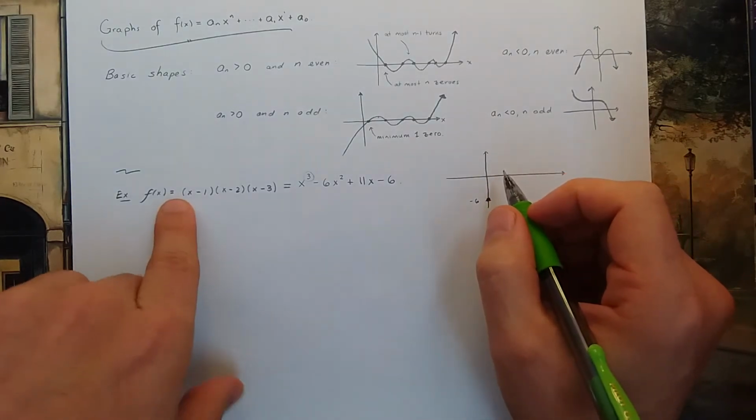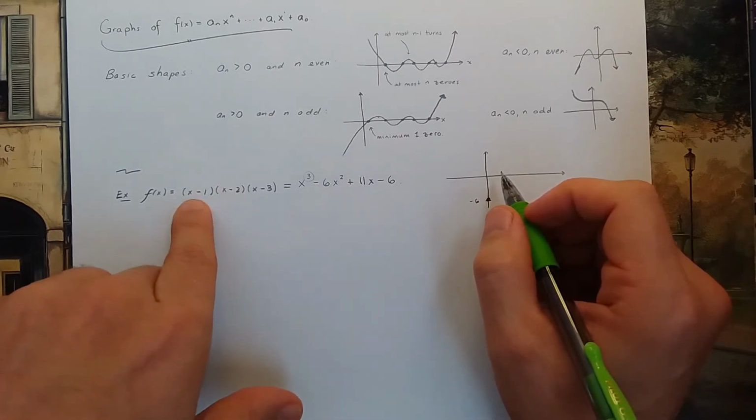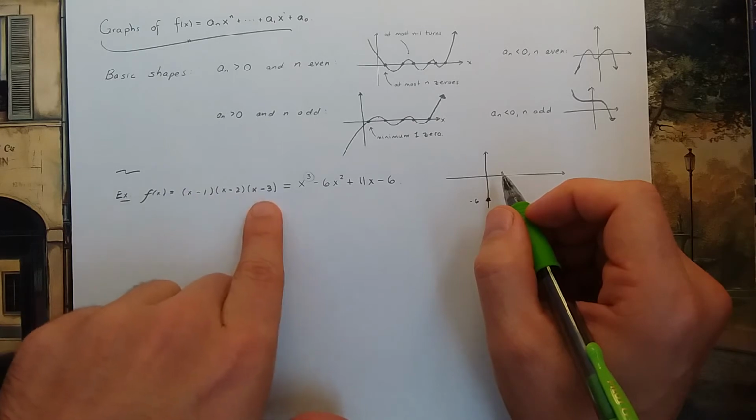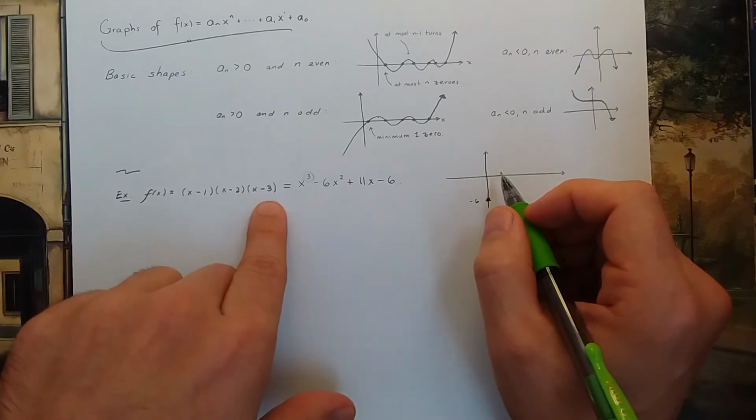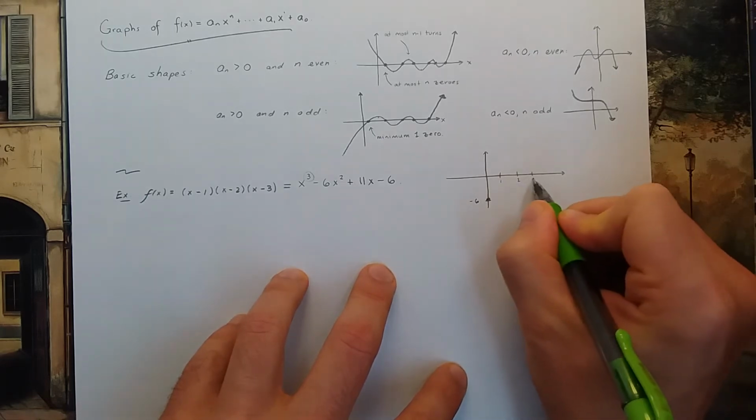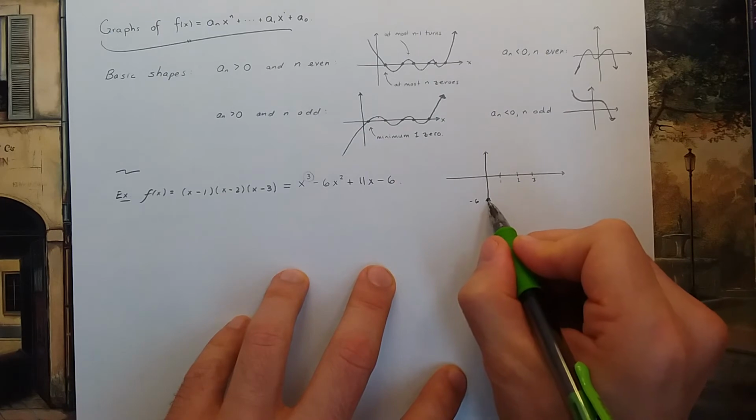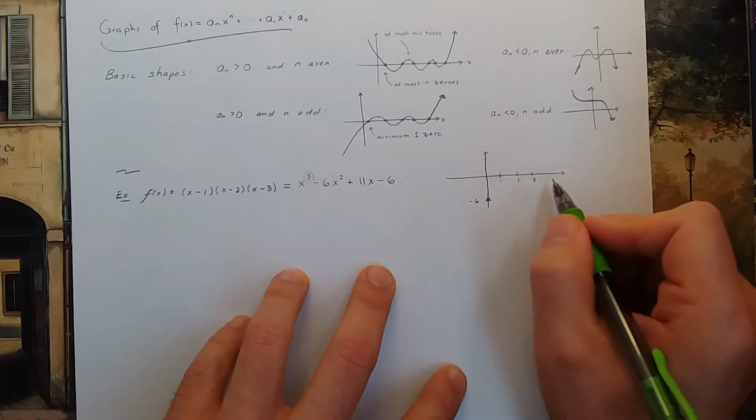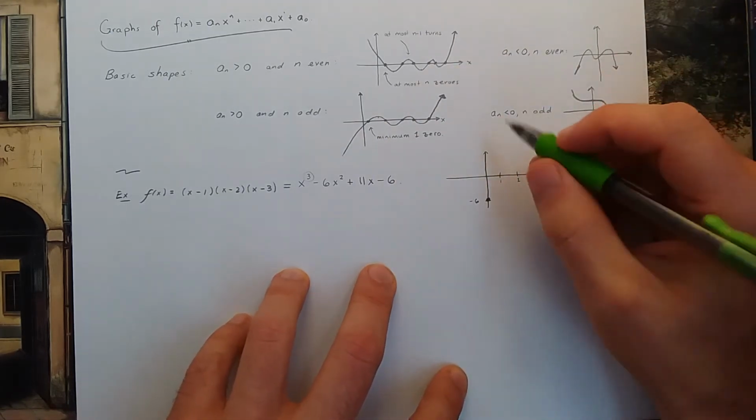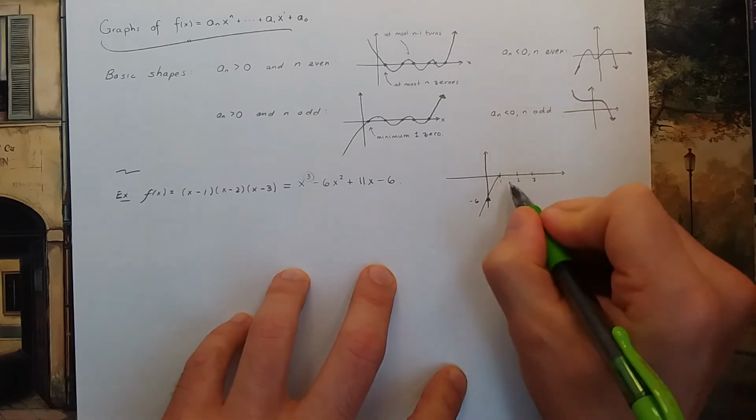And I can also quickly identify the zeros. That's why I wrote it in this form. You can see that if I plug in 1 or 2 or 3, I get an output of 0. So I have zeros at 1, 2, and 3. So I know the basic shape. I have a point here. I know where the zeros are. I can plot more points if necessary, but I believe the picture is going to look something like this.